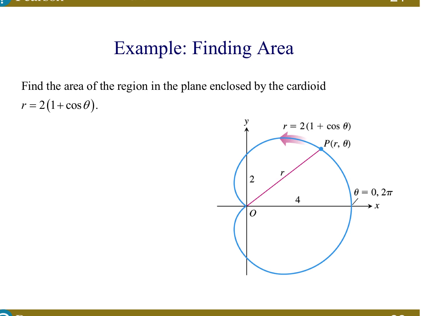So this would be set up this way. 0 to 2 pi, 1/2, the radius squared, and in this situation, the radius squared is 2 quantity 1 plus cos theta, quantity squared, so that whole thing squared.